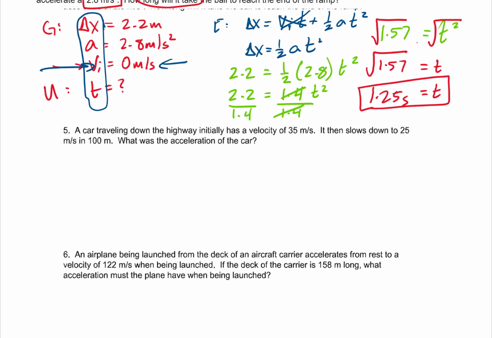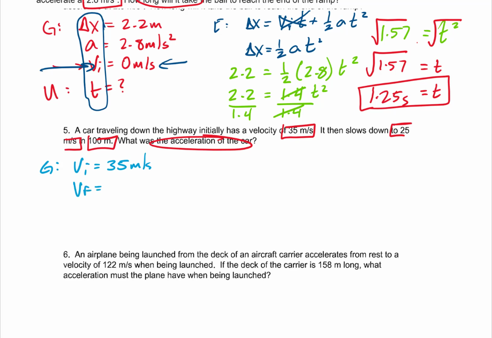So, next one. A car traveling down the highway has an initial velocity of 35 meters per second. It slows down to 25 meters per second in 100 meters. What was the acceleration of the car? So, my givens, we have an initial velocity of 35 meters per second. We have a final velocity of 25 meters per second. And that takes place in a distance of 100 meters. And my unknown is the acceleration.